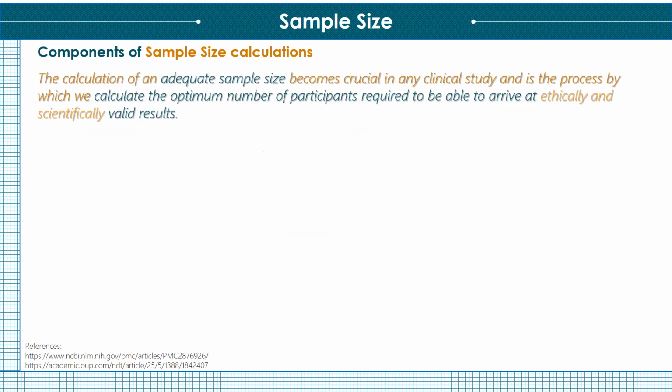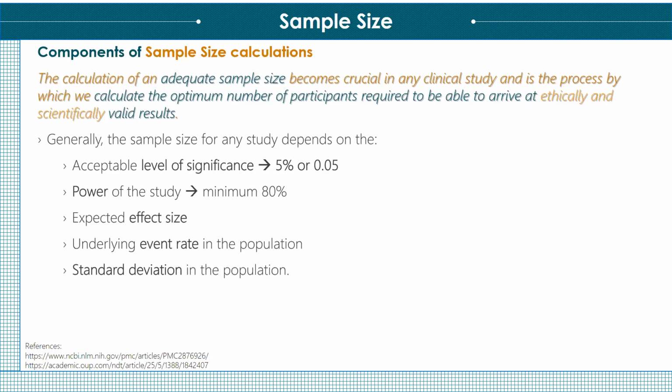So components of sample size calculations. The calculation of an adequate sample size becomes crucial in any clinical study and is the process by which we calculate the optimum number of participants required to be able to arrive at an ethically and scientifically valid result. Generally, the sample size of any study depends on the following, and you would have read this in manuscripts and you would have become acquainted as you investigate sample size yourself.